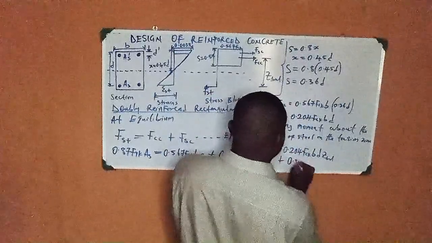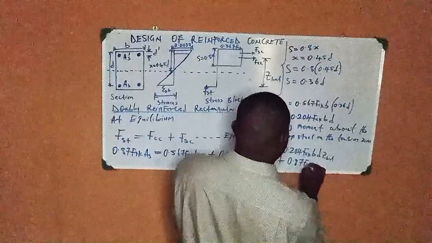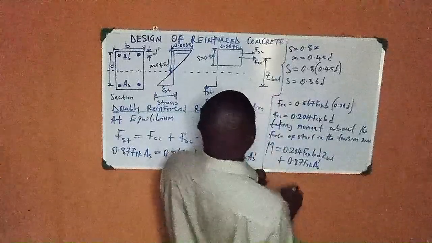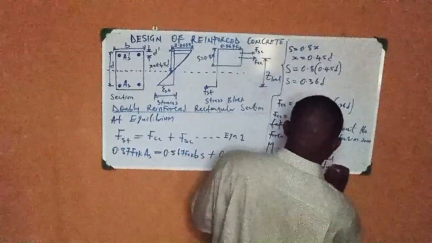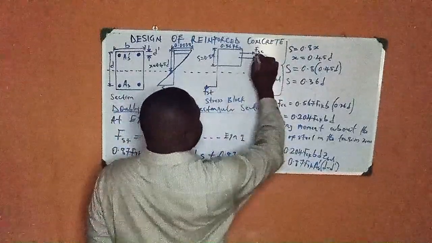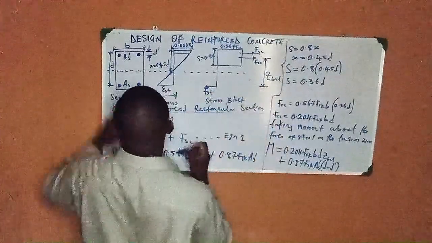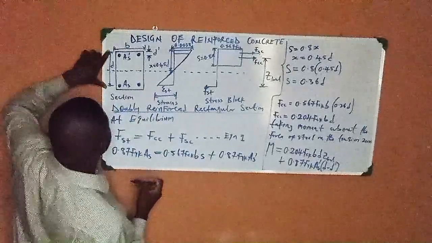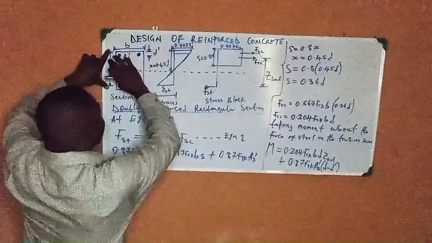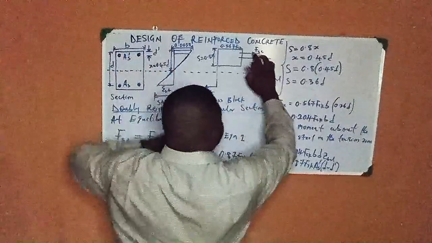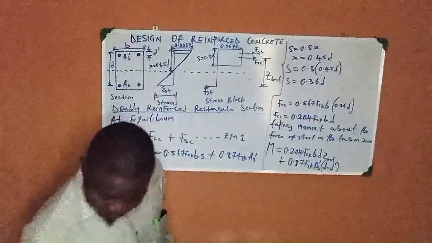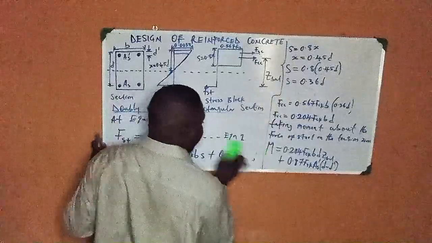Plus 0.87 fyk As prime multiplied by (d minus d prime). d minus, because you're going to travel this distance from here down. So from here to here is my d. So the total d minus the effective depth in the compression zone gives the remaining distance at which this force of steel in compression will travel. So let me continue again from here.